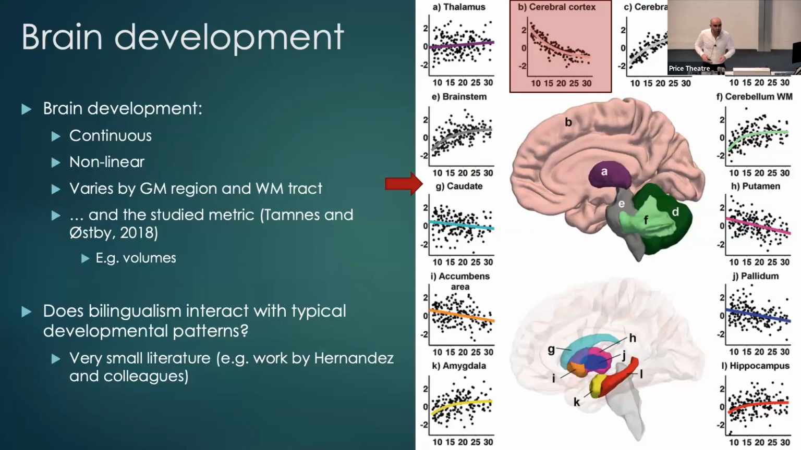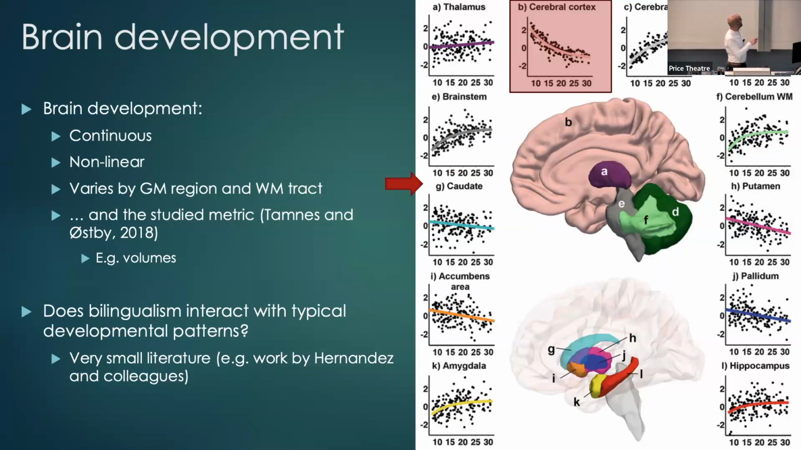Right. So you may be wondering, what about brain development? The brain does develop, right? And does change in structure as we develop. So we know that brain development is continuous, non-linear. It varies by gray matter region and it varies by the metric that you look at, let's say volume. We will focus on the cortex, right?